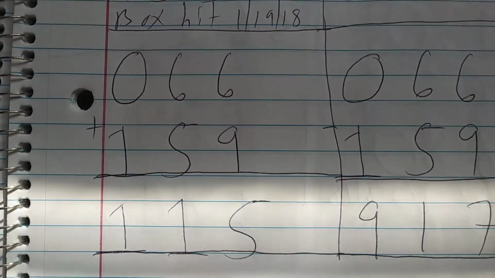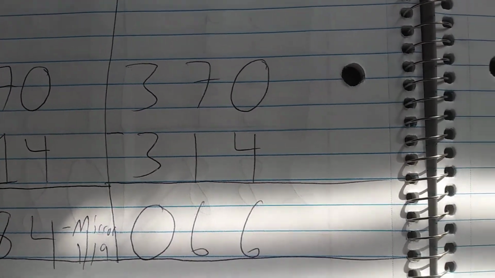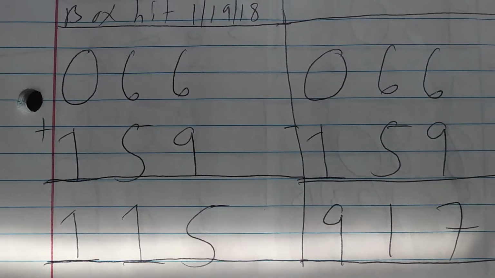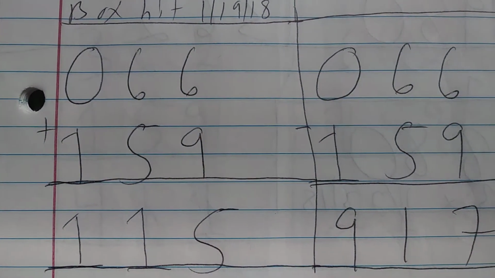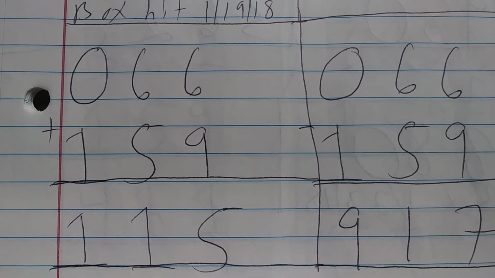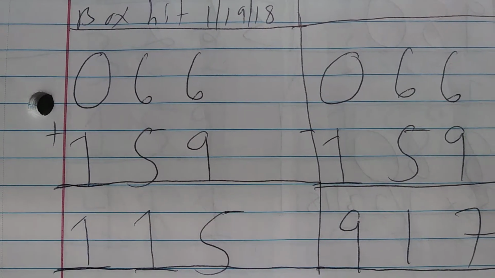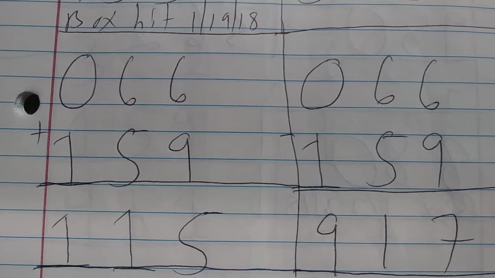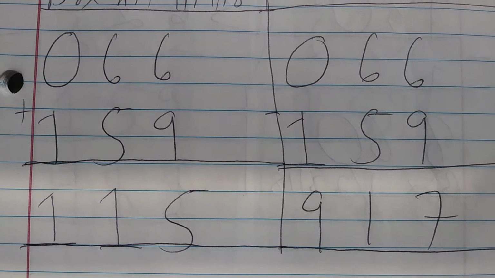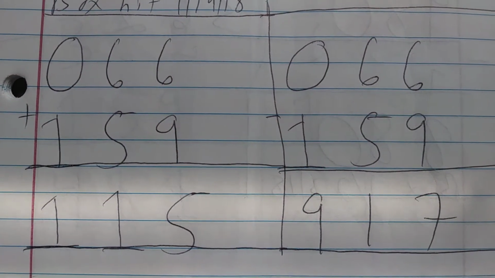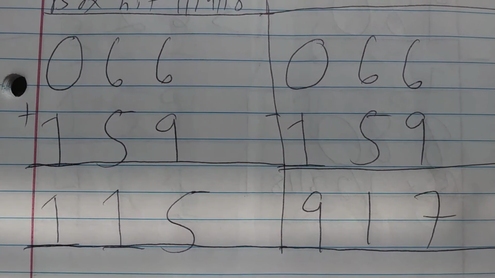You're going to take 066, which you got from over here. So 066 plus 159, so 0 plus 1 is 1, 6 plus 5 is 11, keep the 1, and then 6 plus 9 is 15, keep the 5. And then subtract off 159, so 10 minus 1 is 9, 6 minus 5 is 1, 16 minus 9 is 7, so 115 and 917 did not hit in the next 7 days.